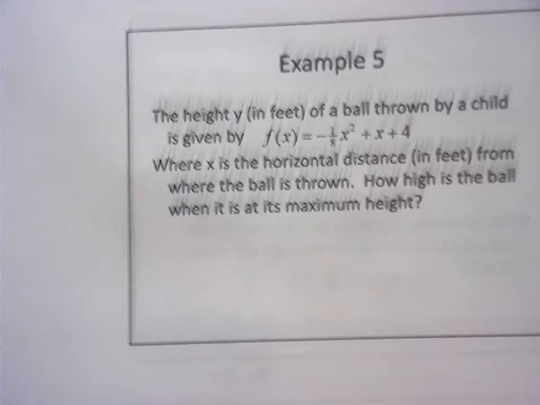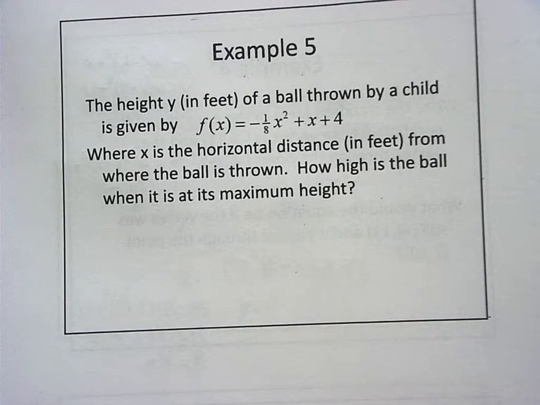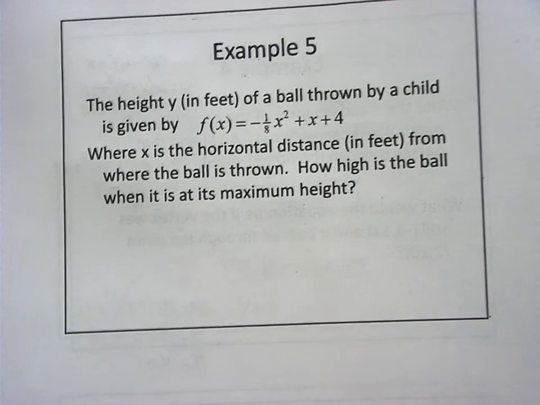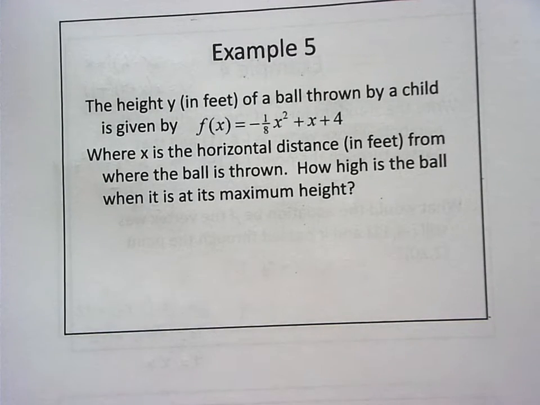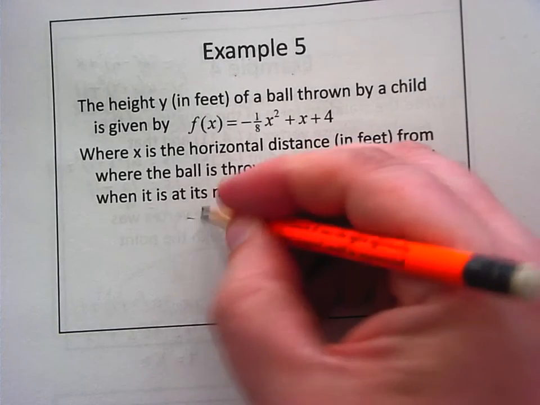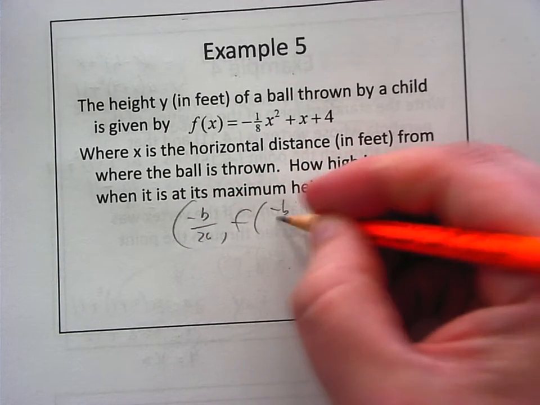So, if I have a situation like this. The height, y, in feet of a ball thrown by a child is given by this function. x is the horizontal distance in feet from where the ball is thrown. How high is the ball when it is at its maximum height? Well, rather than change this to the vertex form, because it's not asking me that question, it's just asking me where the max is, I can find the coordinates of the max. That just is negative b over 2a, and then plug that value in.